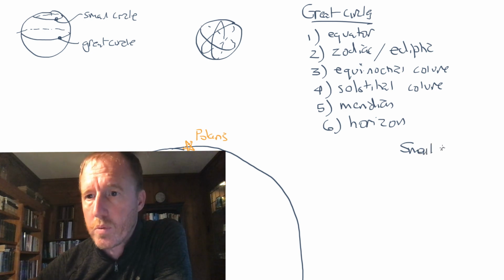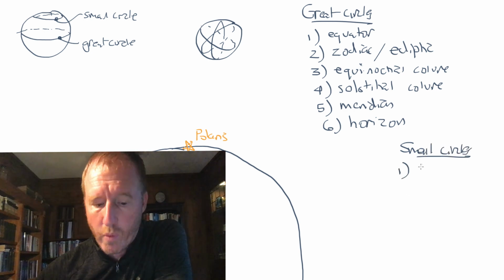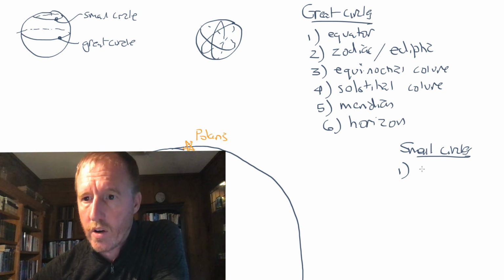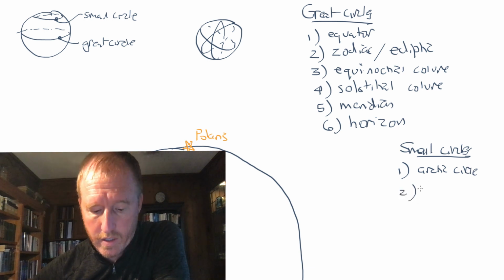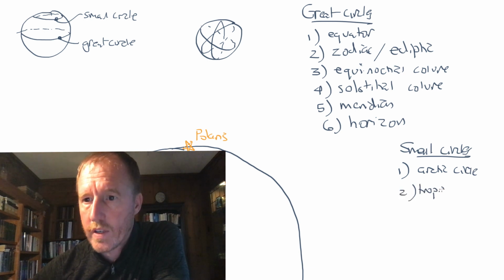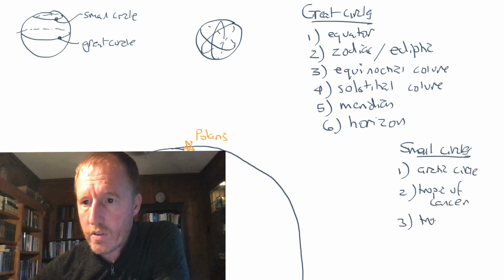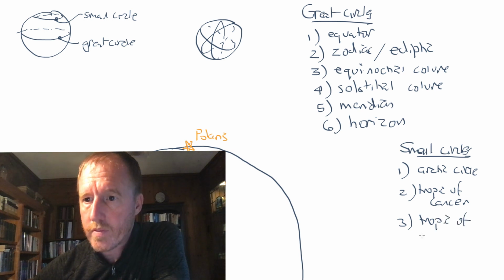What about the small circles? Well, the relevant ones are 4. First is the Arctic Circle. The second is the Tropic of Cancer, or the Circle of Cancer, you might say. The third is the Tropic of Capricorn. And the fourth is the Antarctic Circle.